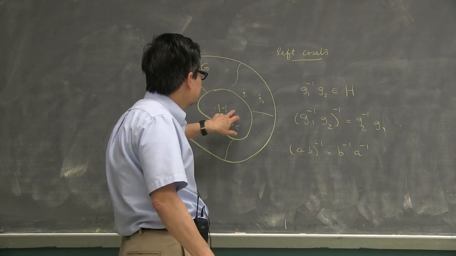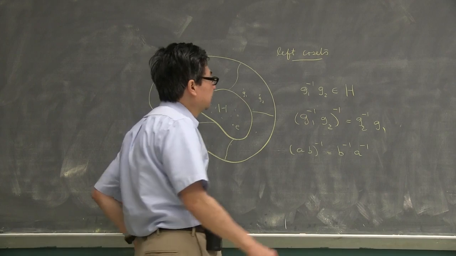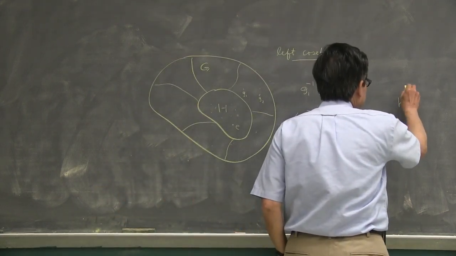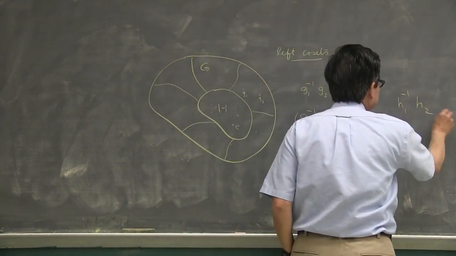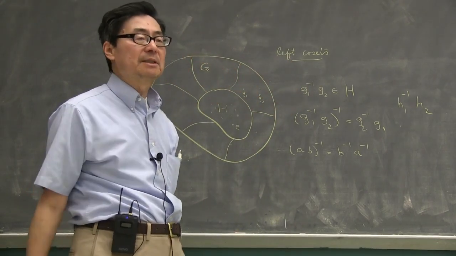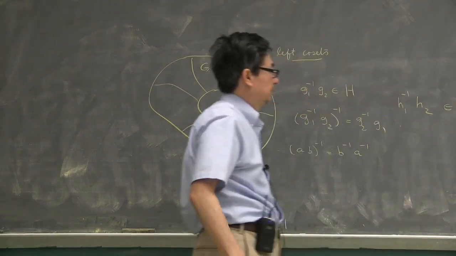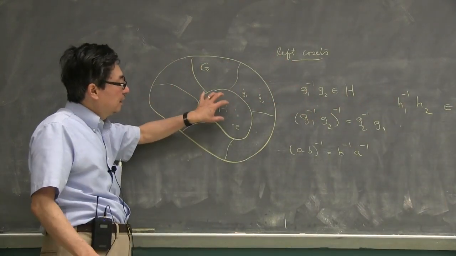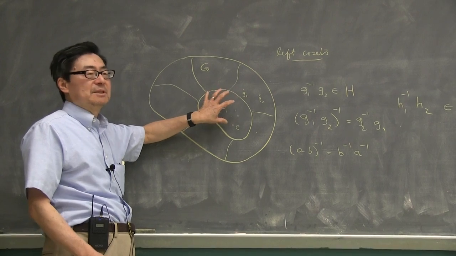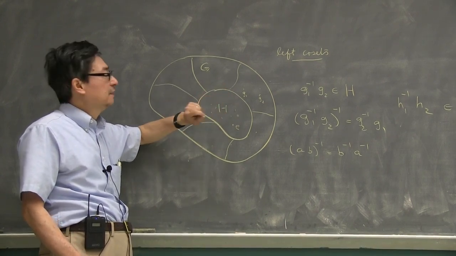Obviously, anything in H is related in this manner, okay? Because you take any element in H, h1, h2, h1 inverse times h2, because H is a subgroup, must necessarily belong to H also, okay? So all elements of H form a particular left coset.